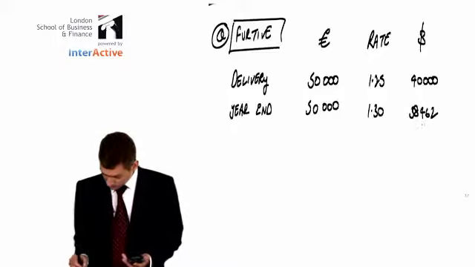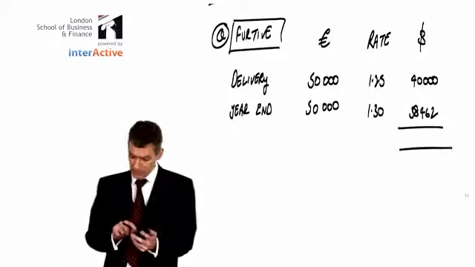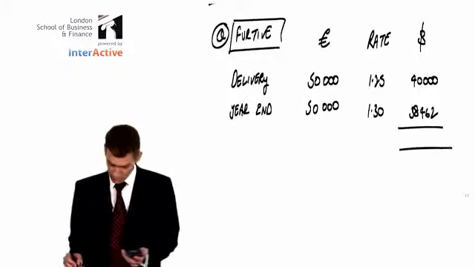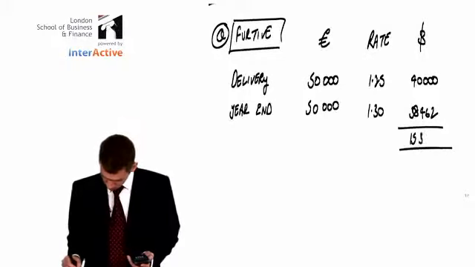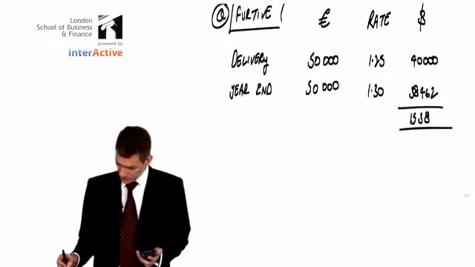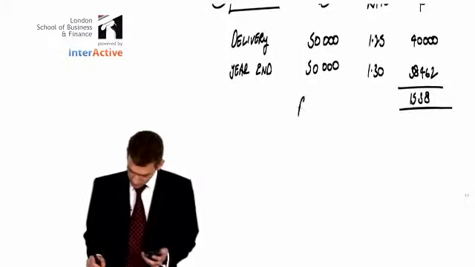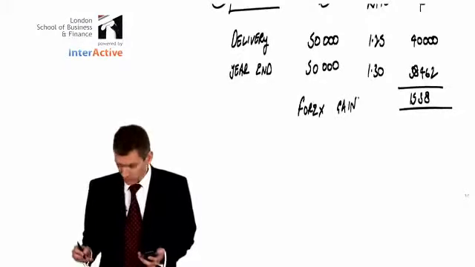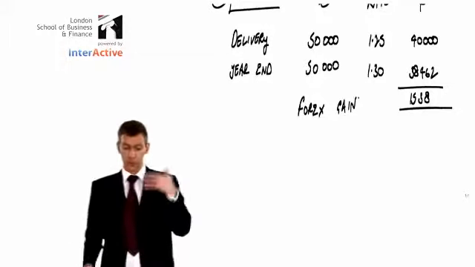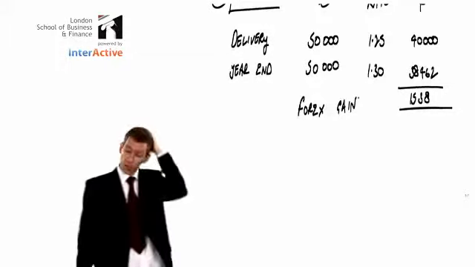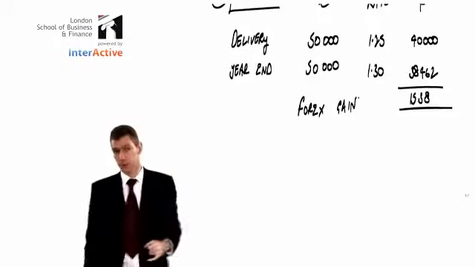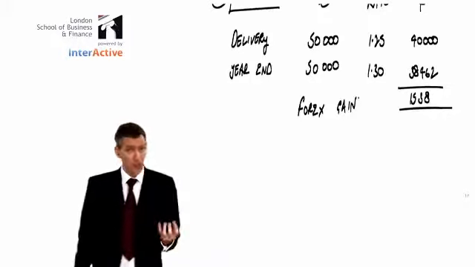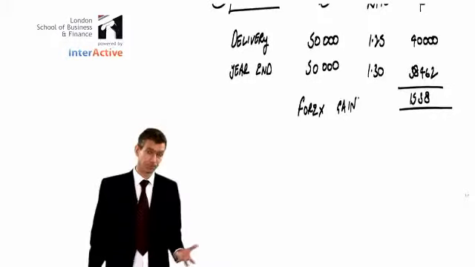38,462, I suppose, minus 40,000 gives 1538. And that's actually a Forex gain. May not be immediately obvious to you, but when you think about it, it should be. You see, the thing is that we still owe 50,000 euros, but the liability feels smaller to us at the year end because of the movement in the currency. And when a liability feels smaller, you make a gain.